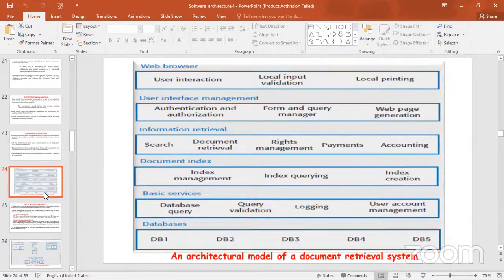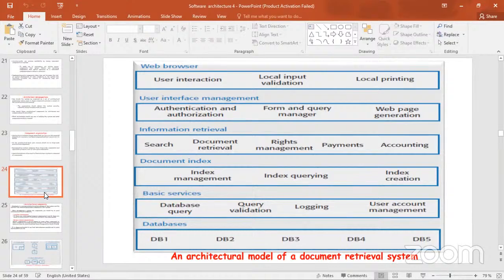So what are you supposed to consider on the web browser? You have the user interaction, the local input validation, the local printing. So that is all that you have to break into fine details. And for user interface management, you have authentication and authorization, form and query manager, then web page generation. Then for information retrieval, you have the search, document retrieval, rights management, payment, accounting, right?